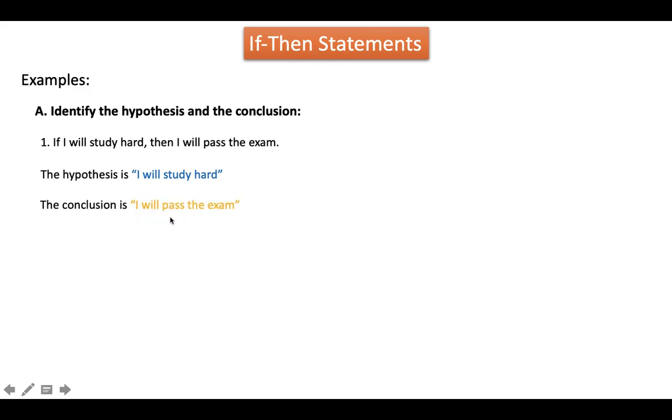So this is the result. This is the cause and effect. The cause is I study hard. So the effect is I will pass the exam.